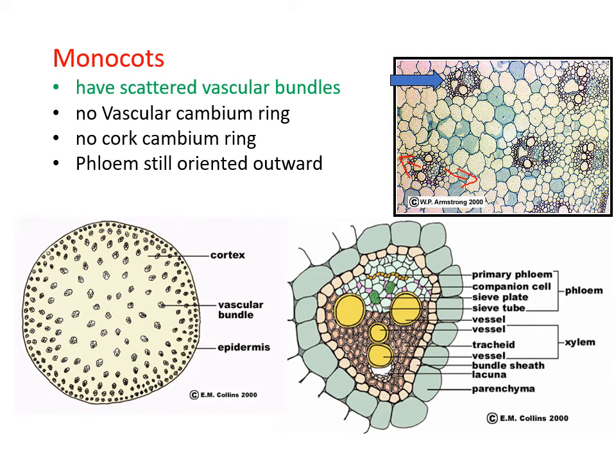So we'll introduce the idea of cork cambium when we talk about dicots, but in monocots, cork cambium is not a ring. Ultimately, cork cambium is arrayed around each vascular bundle. So the cork cambium produces bark. In the case of a monocot, there is no outer bark layer per se. What ends up happening is that each vascular bundle forms bark.